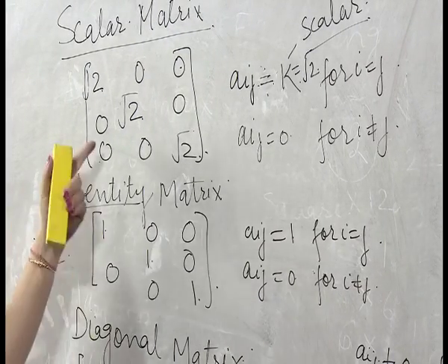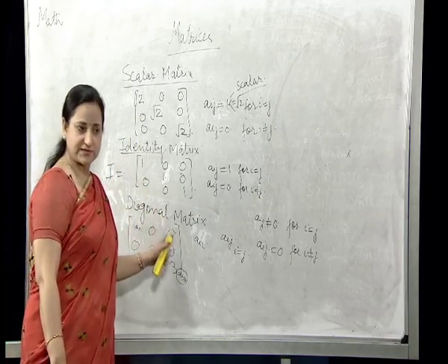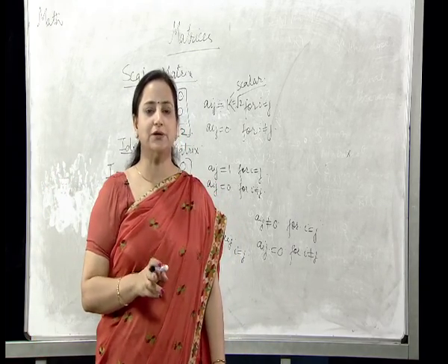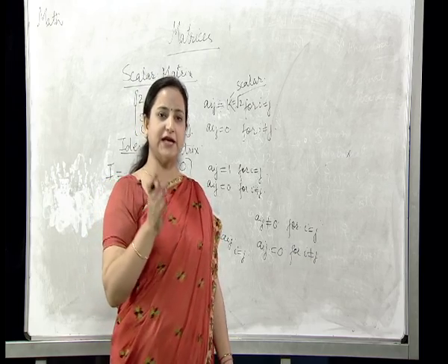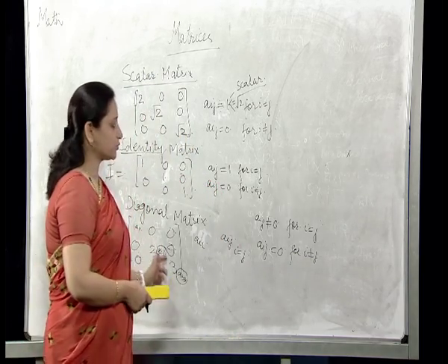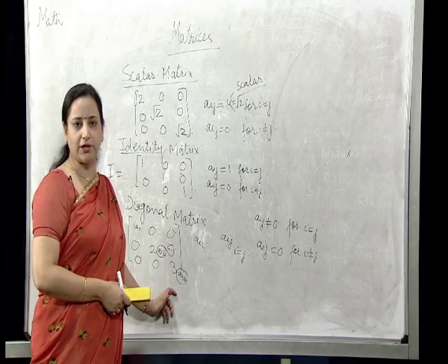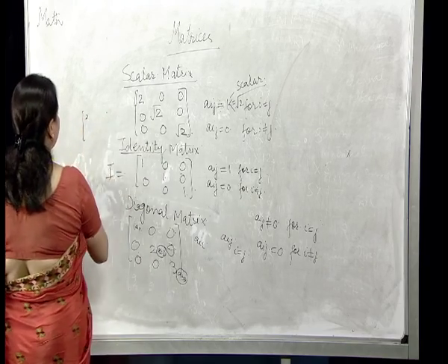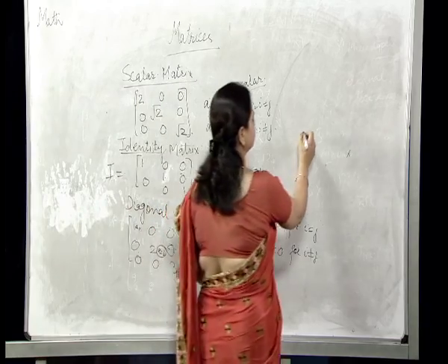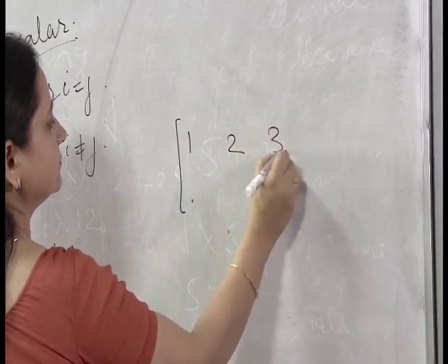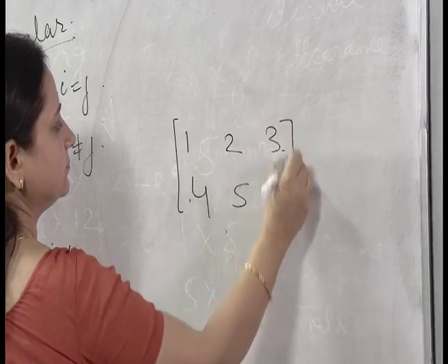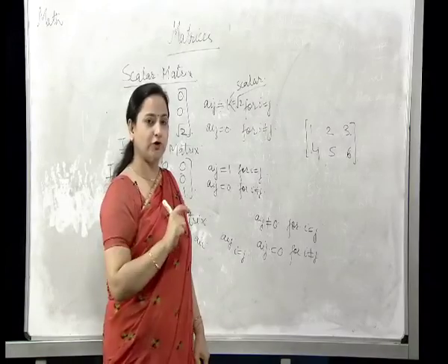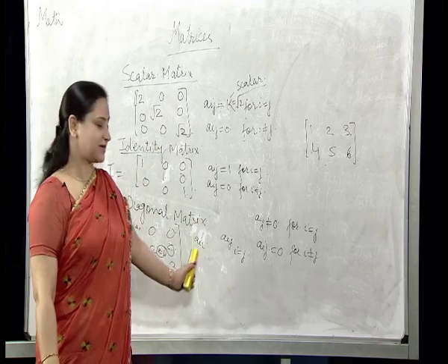Now you can see the order of all the 3 matrices is the same. This is 3. So the first thing for the diagonal matrix is that it has to be a square matrix. The diagonal matrix, scalar matrix, and identity matrix, because diagonals you can find in square matrices only. If I write a matrix of order 2 by 3, you cannot have a diagonal here. That is why the first condition for the diagonal matrix is that it is a square matrix.